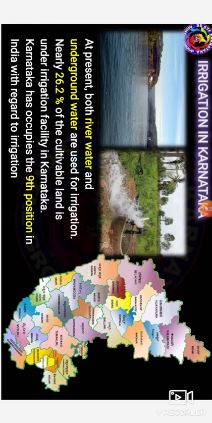At present, both the Kaveri and Krishna rivers and underground water are used for irrigation. Nearly 26.2 percent of cultivated land is under irrigation facilities in Karnataka. Karnataka occupies the 19th position in India with regard to irrigation.